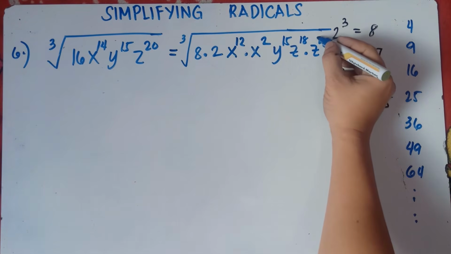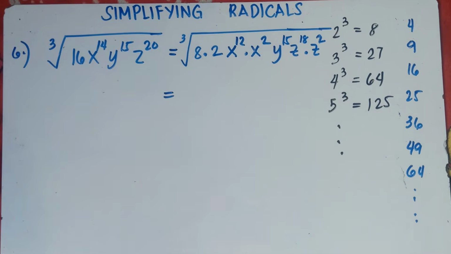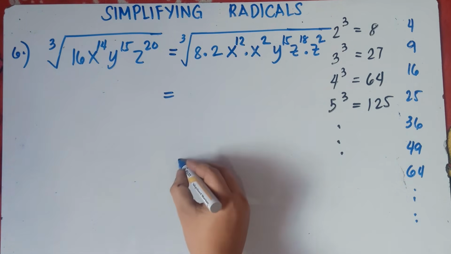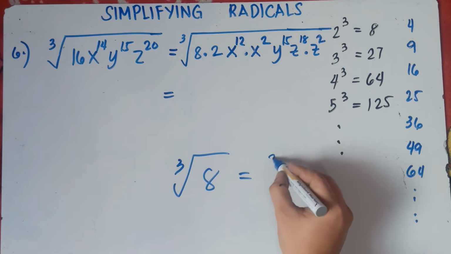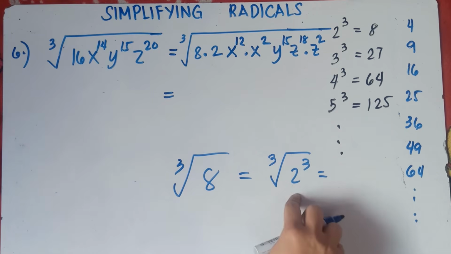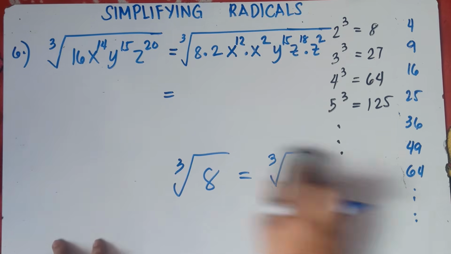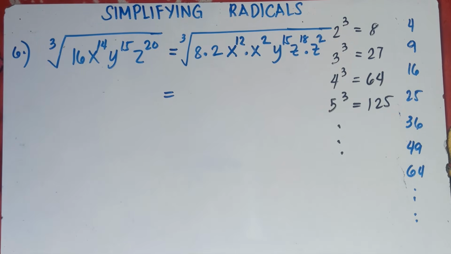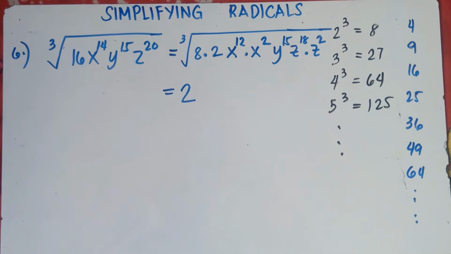Alright, and then this will be the cube root of 8, so that is 2. Once again, the cube root of 8, that is 2, because we can write this as the cube root of 2 raised to the power of 3. 2 times 2 times 2, that is 8. So the cube root of 8, that is 2. Put it outside the radical symbol. Do we have the cube root of 2? Nope.